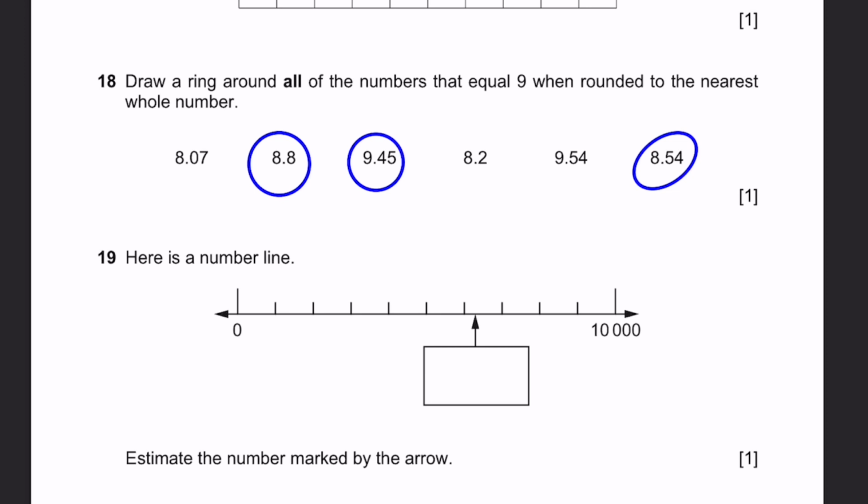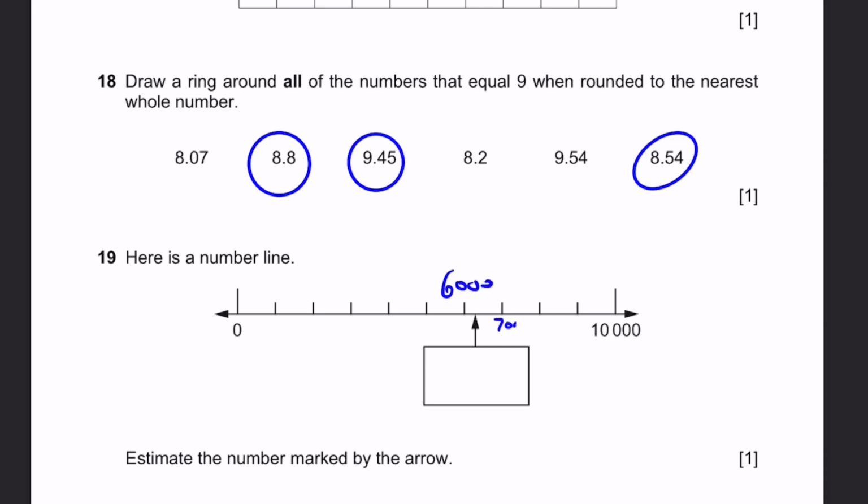Question 19, here's a number line. Estimate the number marked by the arrow. We can see that there are 10 divisions, and each one is 1,000 units. So we'll get 1,000, 2,000, 3,000, 4,000, 5,000, 6,000. This is 6,000. I just write that.